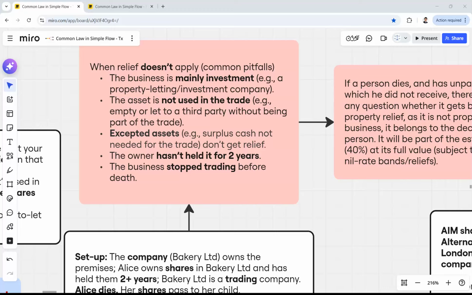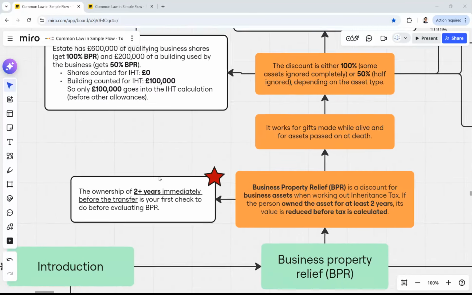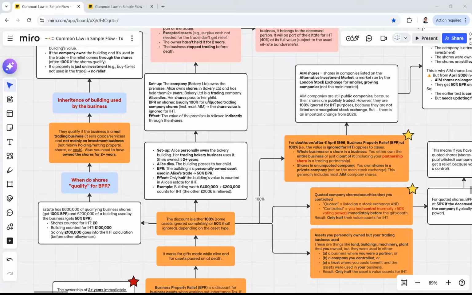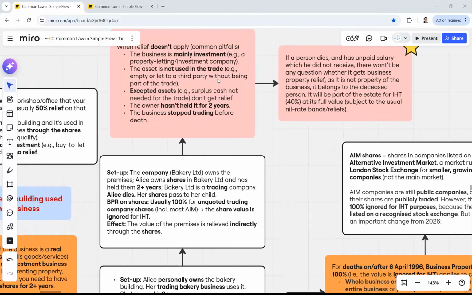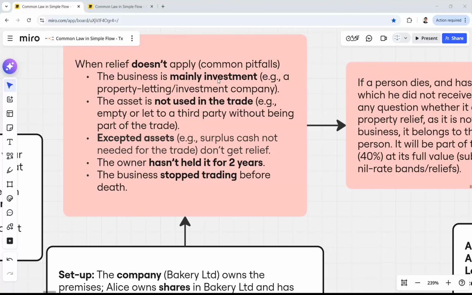The owner hasn't held it for 2 years. This is the first and most important thing. You need to check if there are 2+ years immediately before the transfer. If you own something for 6 months, this will not count. Or if you had a break, like a small pause, and then your ownership continued. The business stopped trading before the death.